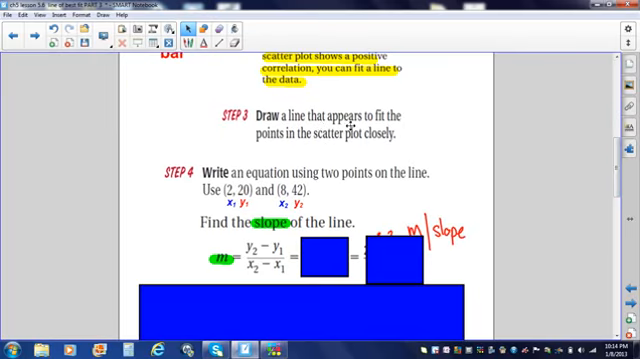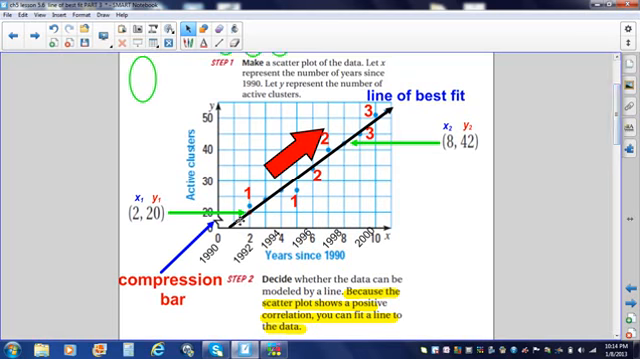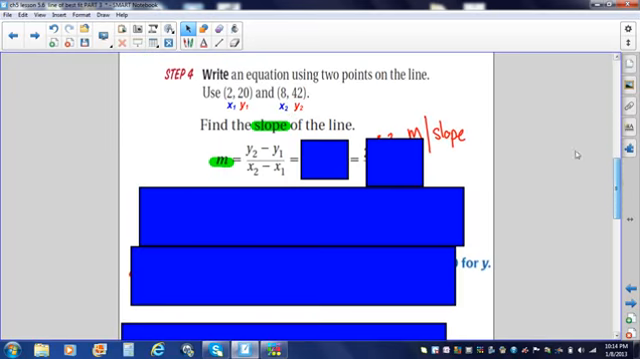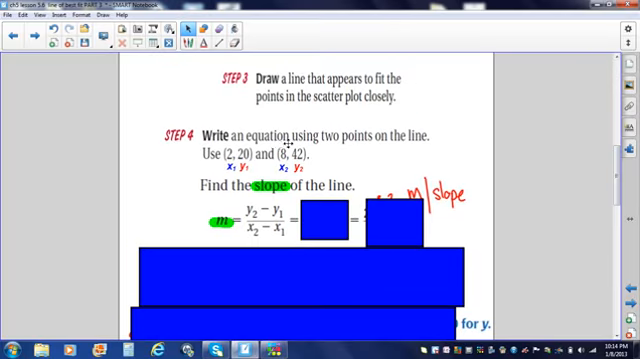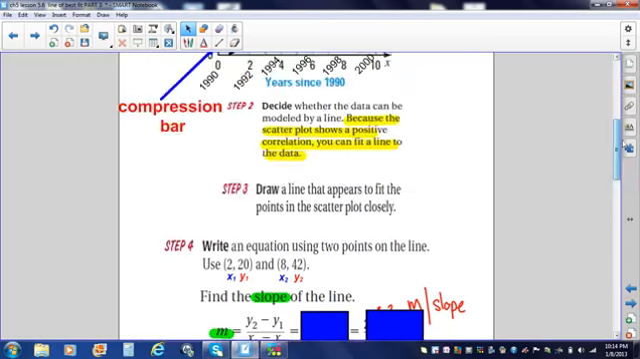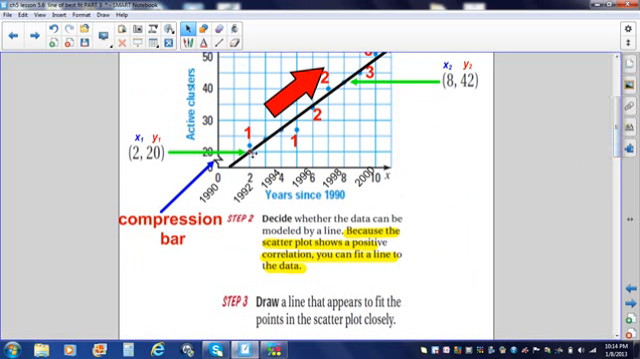Number 3, draw a line that appears to fit. I went ahead and did that for you. Remember, we have approximately the same amount of ordered pairs above it as below it. And we are going to find an equation for this line of best fit.